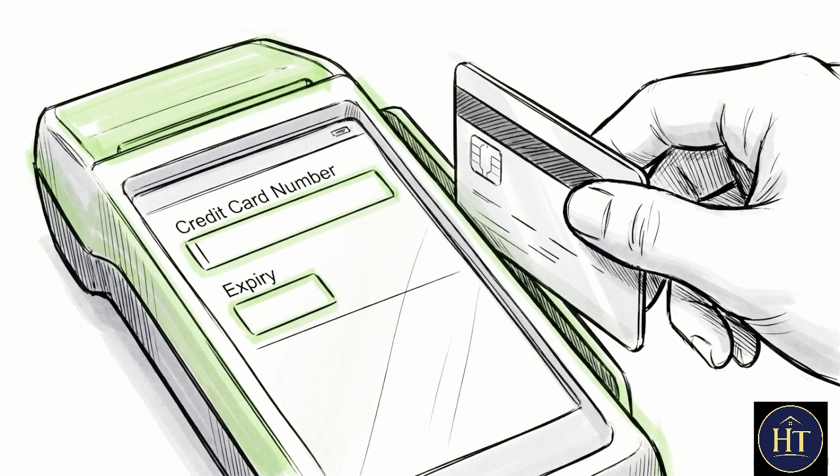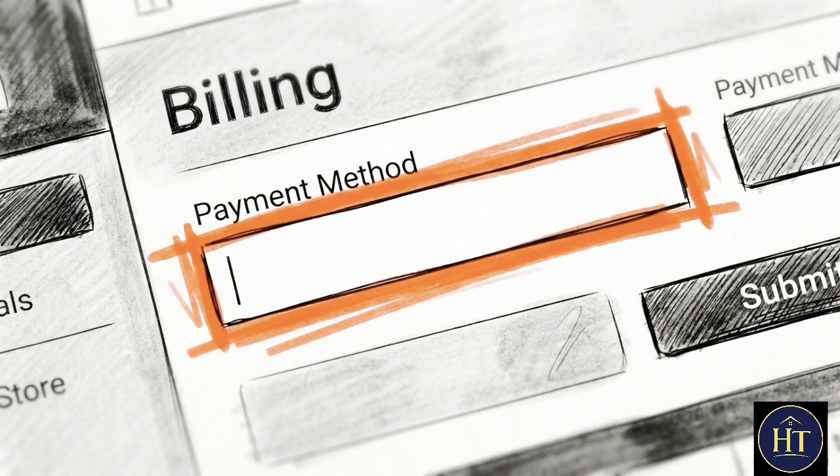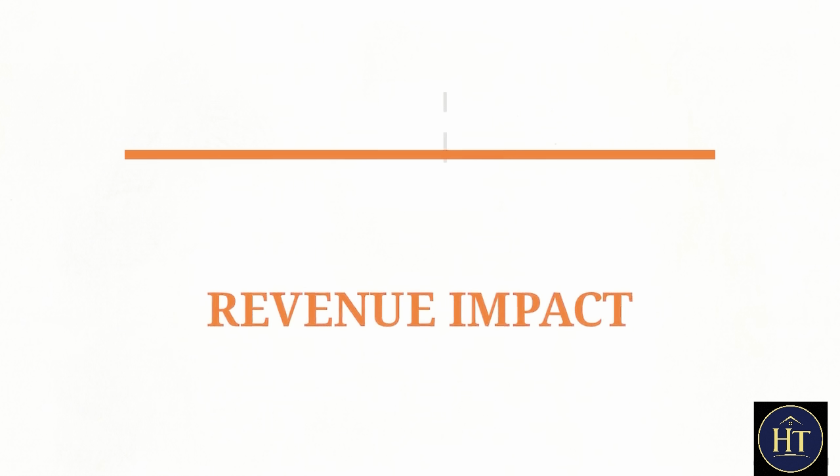This is the payment processing interface. Swipe the physical card to encrypt the data automatically, or manually type the numbers into these fields if the card reader is down. Skipping this step creates massive downstream problems. If a guest leaves without a card on file, the hotel has no way to collect payment for the room rate, room service, or the minibar, resulting in an unrecoverable loss.